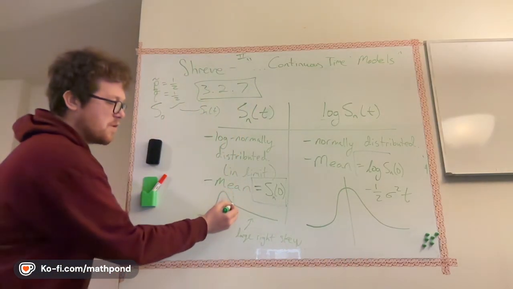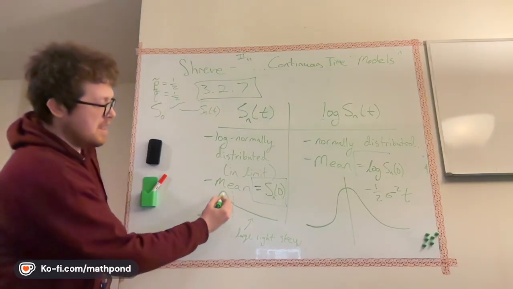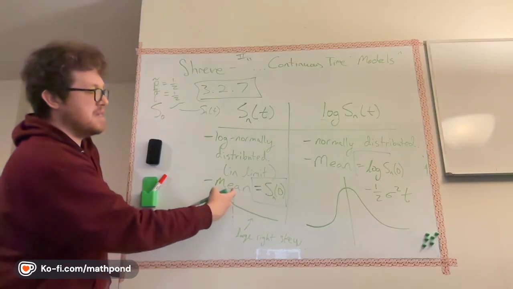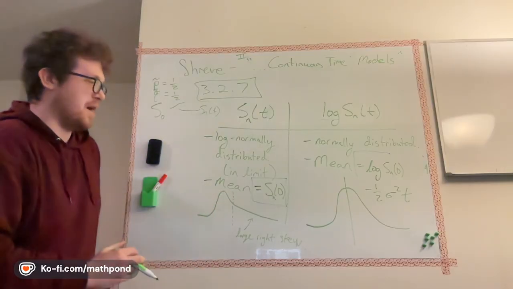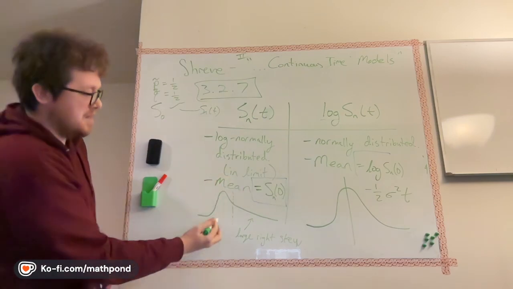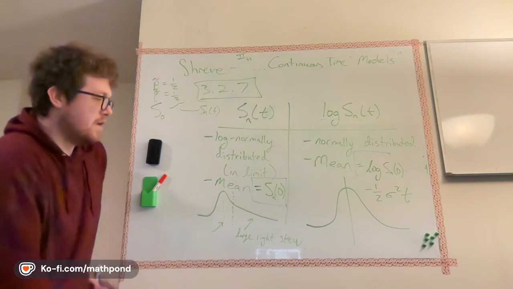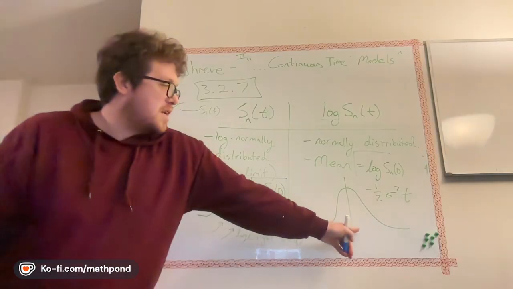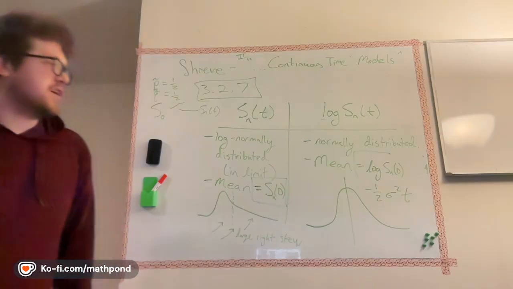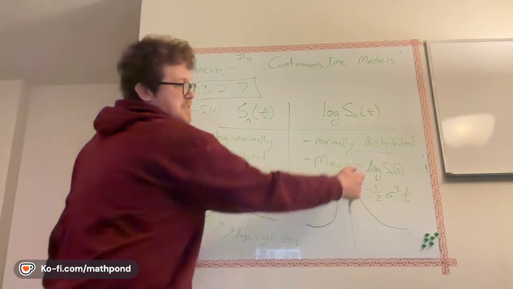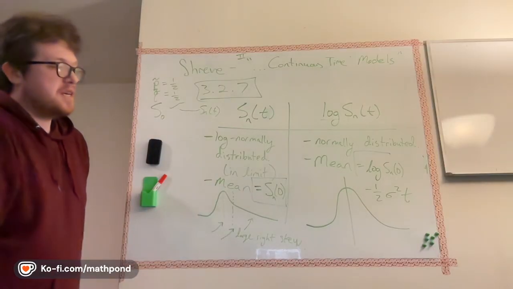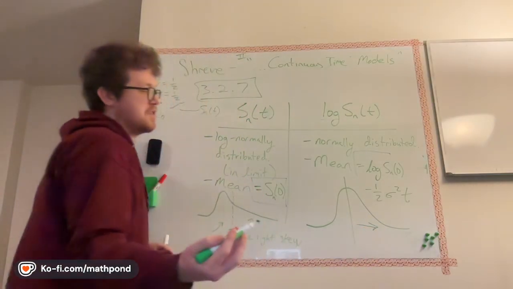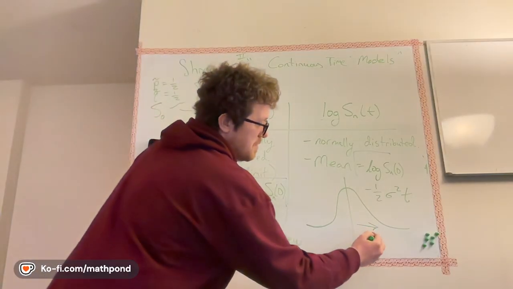This mean could be somewhere over here, but actually this value right here, the log of S0, that's actually the median. Actually, I don't want to get into it now, but the median is somewhere over here. I just want to point out that the median and the mean are not the same, right? Over here, the mean and the median are the same. This is normal, completely symmetric. Its mean is log Sn of 0 minus 1/2 sigma squared t, and the standard deviation is sigma square root of t.